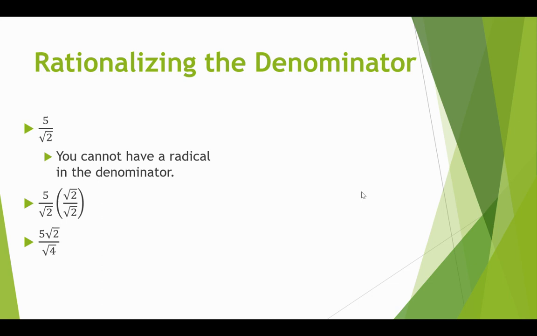Well, guess what? The radical of 4, or square root of 4, is 2. So we wind up with 5 radical 2 over 2.